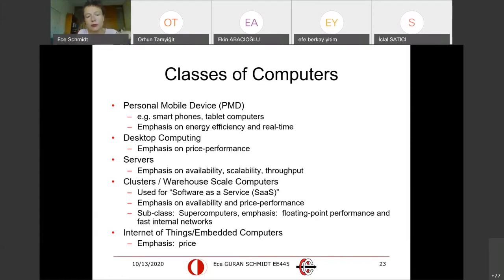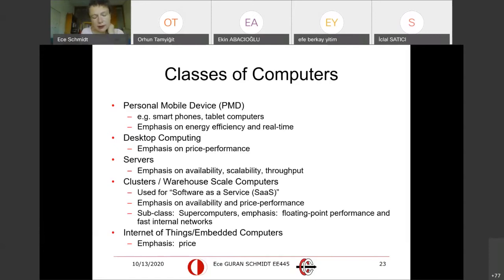Warehouse scale computers, so these are servers that would be available in a cloud data center. That is also what I'm looking at in my research right now. How do you instantiate virtual machines on this kind of servers in a cloud data center such that the user can use these things as if it's their own computer, right?